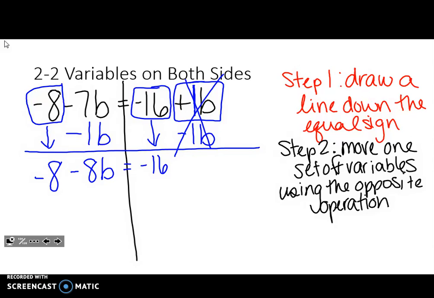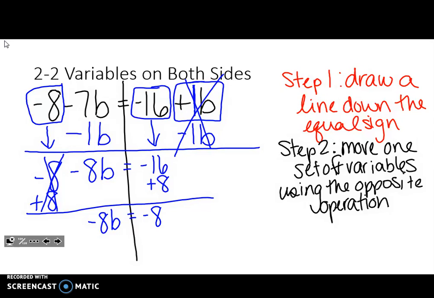At this point, folks, you should have a two-step equation. And we should be really good at solving those. So we're going to add the 8 to the other side first. So I have -8b equals -16 plus 8 is a -8. And then I divide that entire number away from the b to get b equals 1.